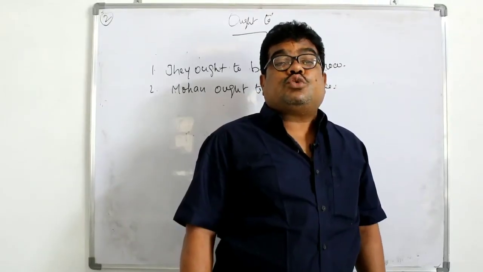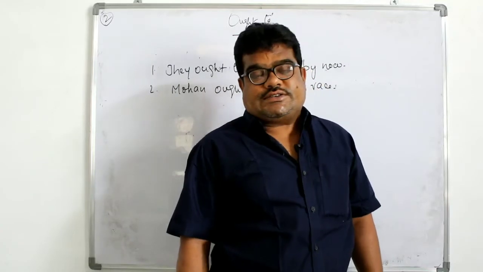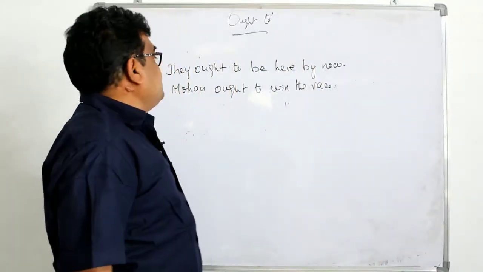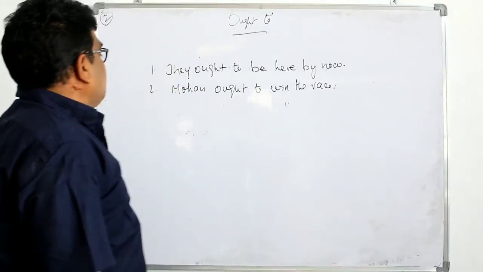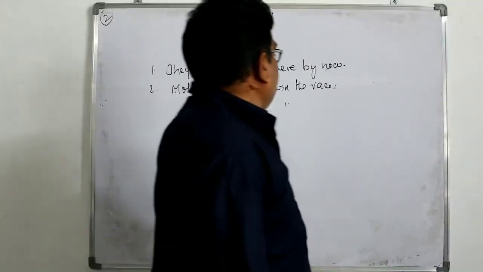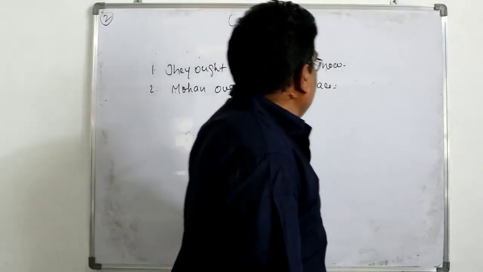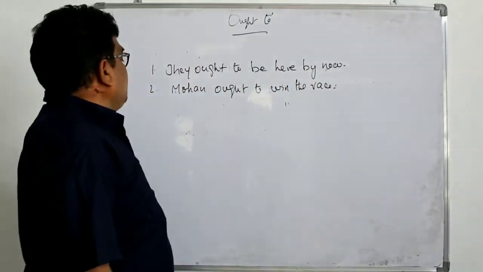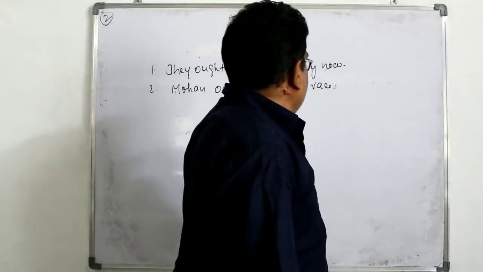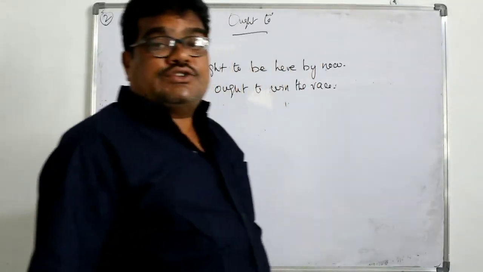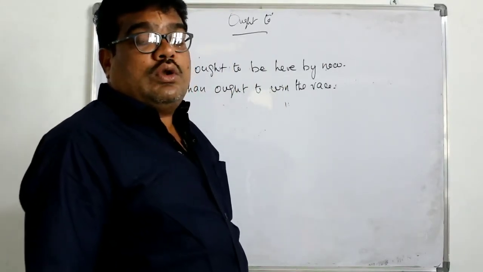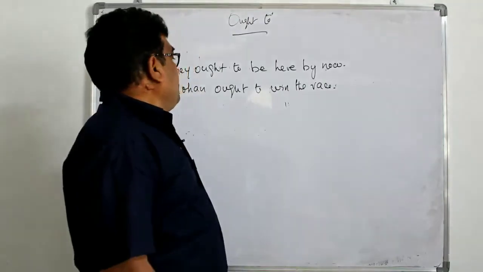It is used to express possibilities. If you see these examples, you can understand better. Number one, they ought to be here by now. Second example, Mohan ought to win the race. So if you see these examples, it expresses possibilities.